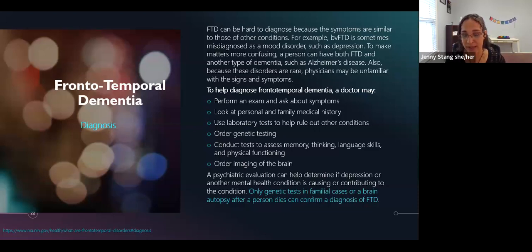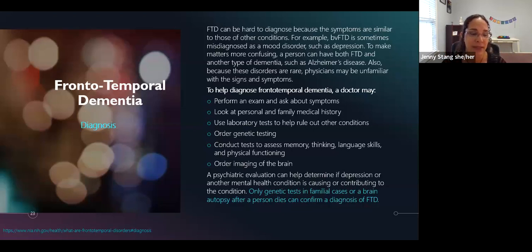Using laboratory tests to help rule out other conditions. They may order genetic testing. They may assess memory, thinking, language skills, and physical functioning, and they might order an imaging of the brain. And sometimes a psychiatric evaluation can help you determine if it's depression or another mental health condition causing or contributing to the condition. But really only genetic tests in familial cases or a brain autopsy after a person has passed can confirm a diagnosis of FTD, okay?